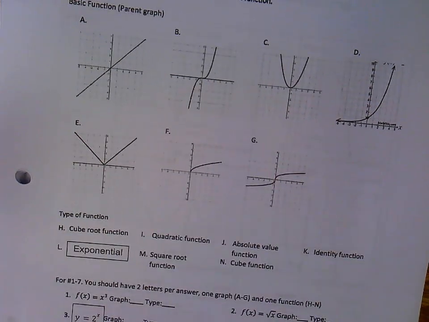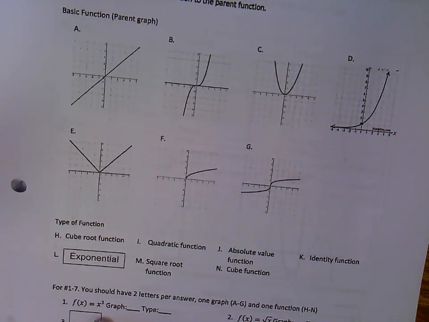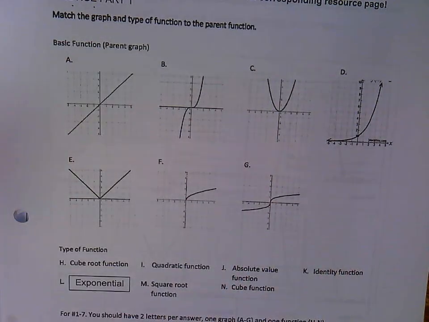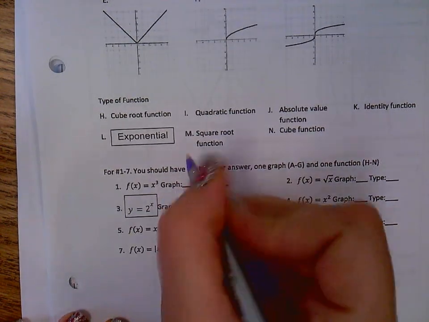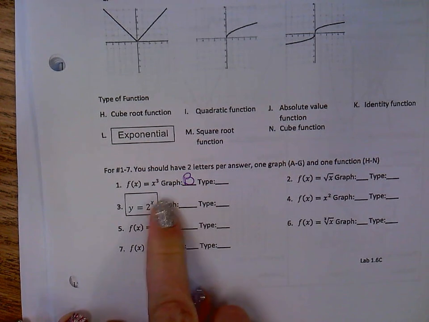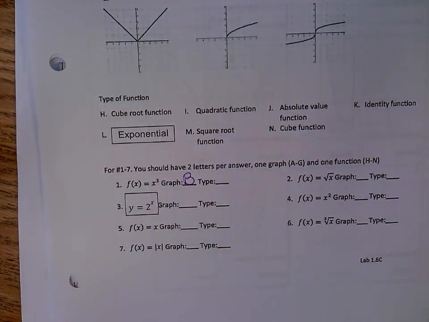The cube function is which one? X cubed. It's B. So under number 1, graph B is the answer. So you write the graph down below, and then what is the name of it? N. It's a cube function or cubic function. So number 1 is B and the letter N.